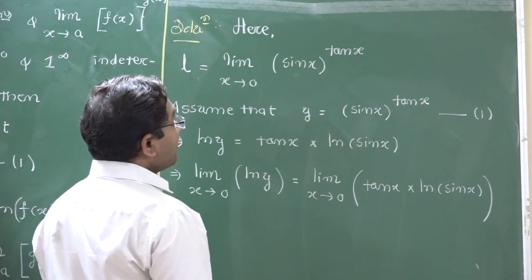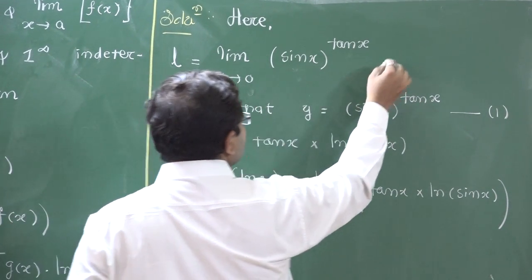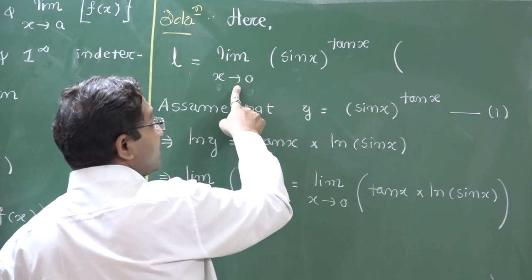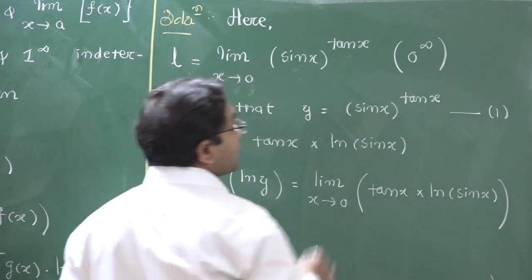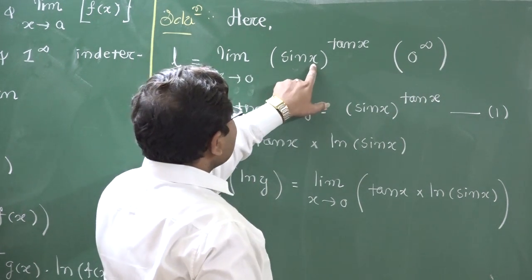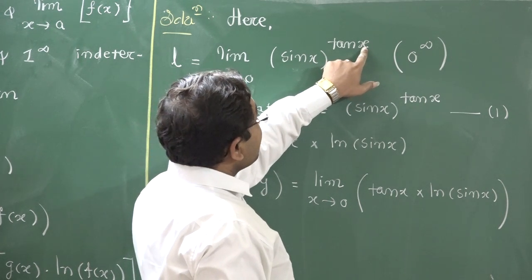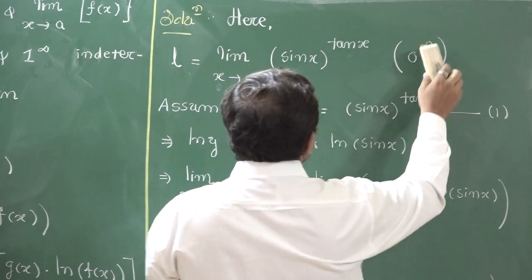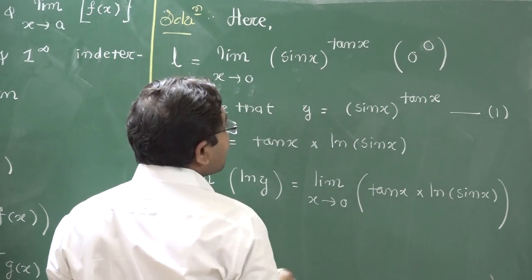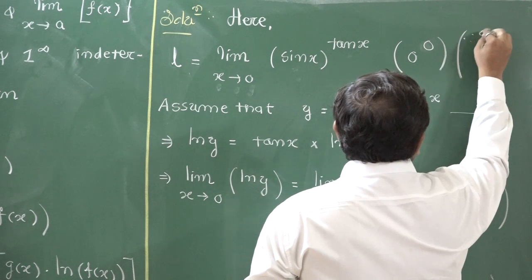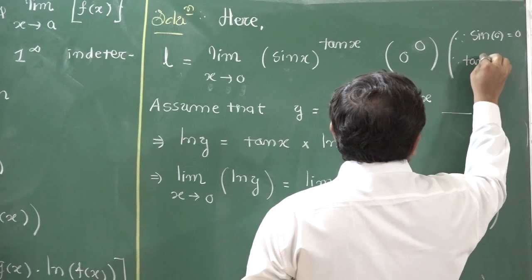My dear friends, remember this limit x tends to 0 of (sin x) to the power 10x. After substituting, the limit x tends to 0 gives a 0 raised to infinite form, because sin 0 is 0 and tan 0 is... sorry, sin 0 is 0 and tan 0 is also 0.